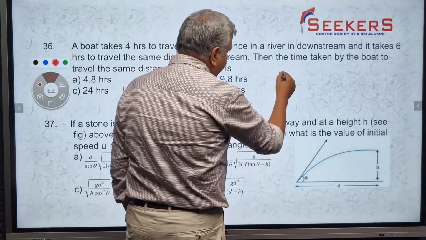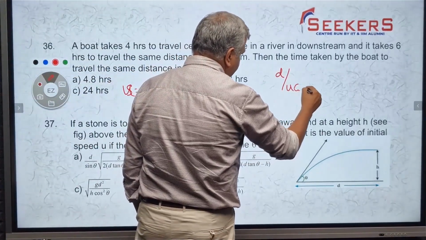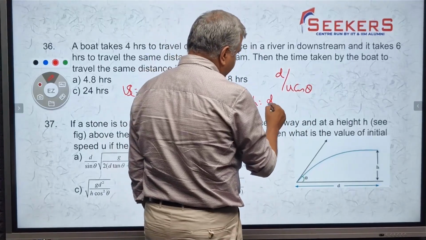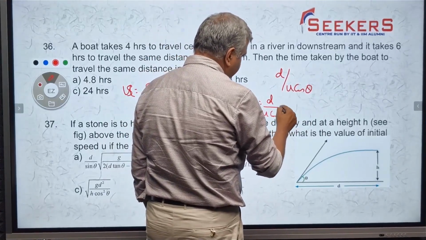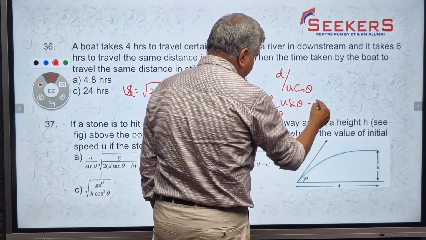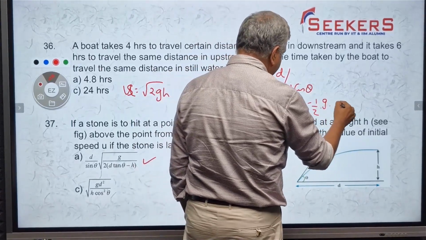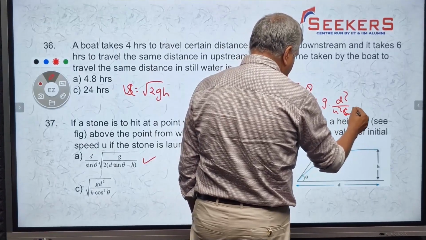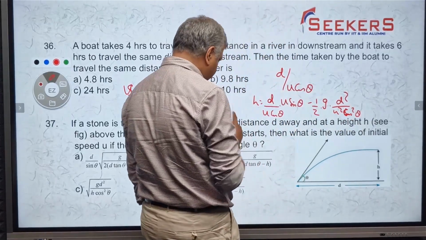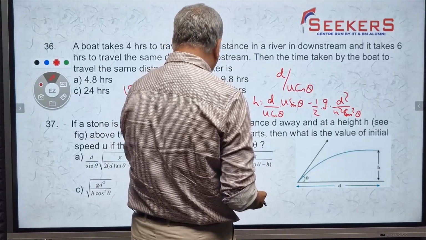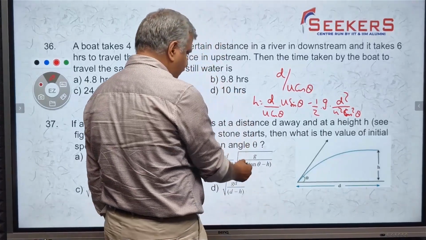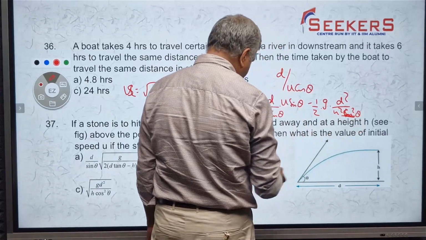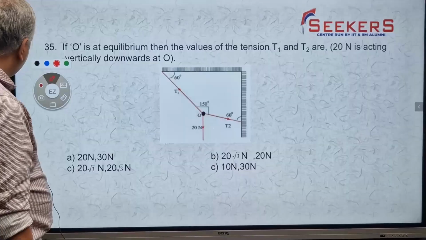So it is d divided by u cos theta, this is the time. H is equal to u t, d by u cos theta into u sine theta minus half into g into t squared, d squared by u squared cos squared theta. So from here cos theta should come, sine theta won't come, so option D is the right answer. We have already seen this part, then it should be cos theta. Here cos square theta is there, so cos theta should come. So that should be the answer. This we have already done.